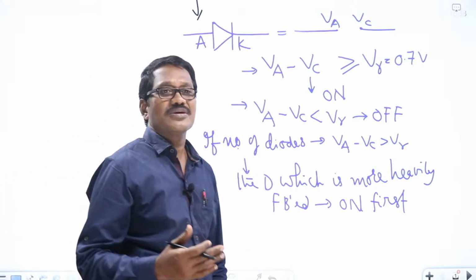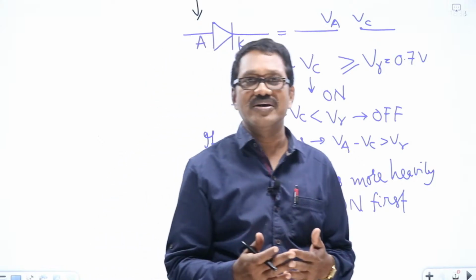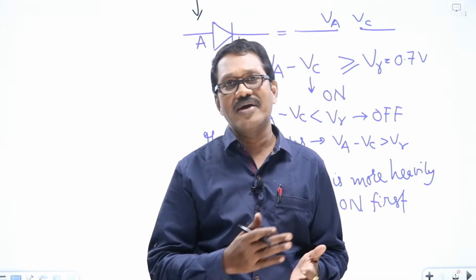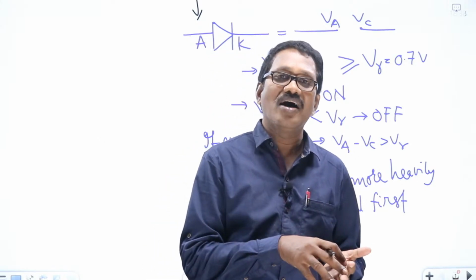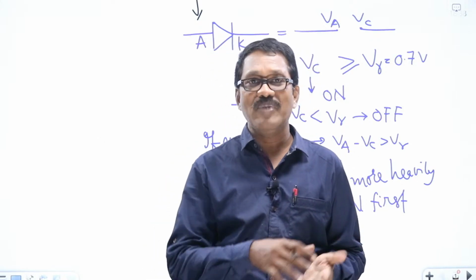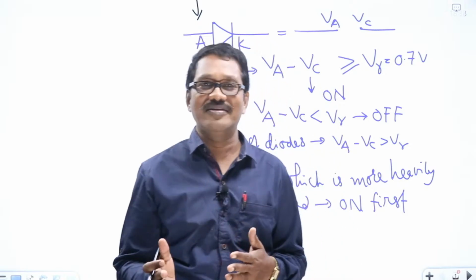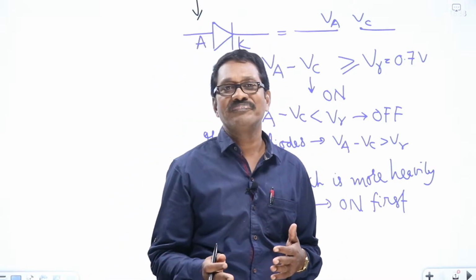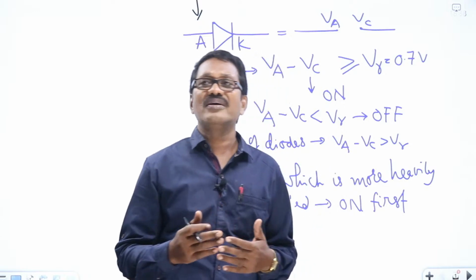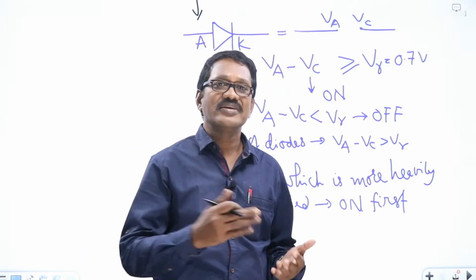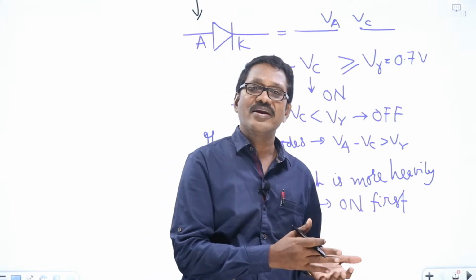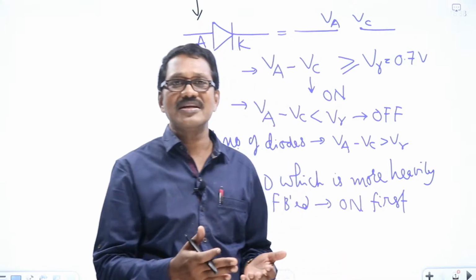After that, next we have to observe for diode 2. We have to calculate VA minus VC, and observe whether it is in on state or off state by comparing it with the V gamma value, that is 0.7 volts. Right? So if for the next diode VA minus VC is greater than 0.7 volts, then again we can say it is in on state and can be replaced by V gamma.